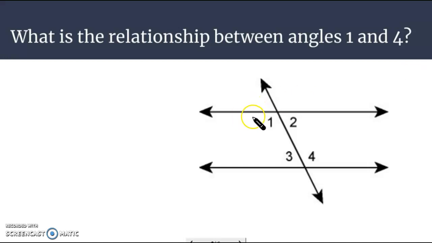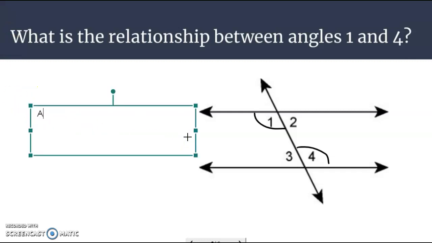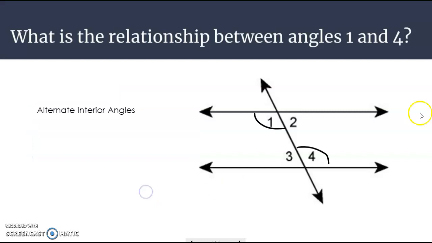Relationship between 1 and 4. Let's focus on 1 and 4. Well, they are on alternating sides of the transversal, and they are inside the parallel lines. So we're going to call 1 and 4 alternate interior angles.